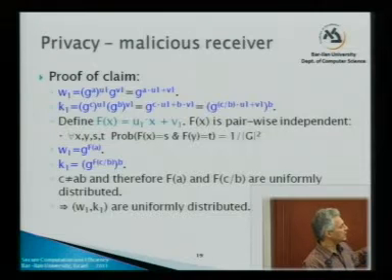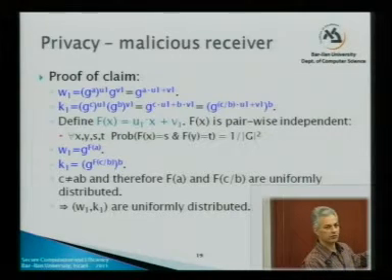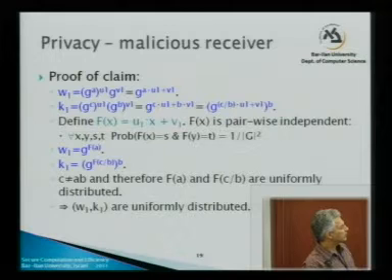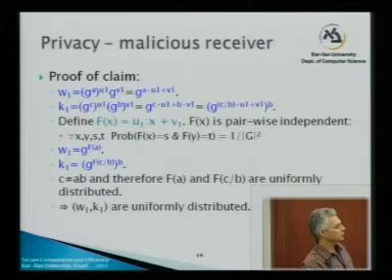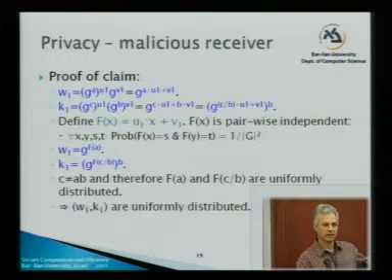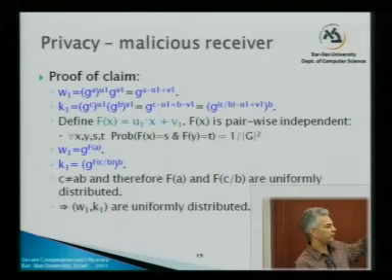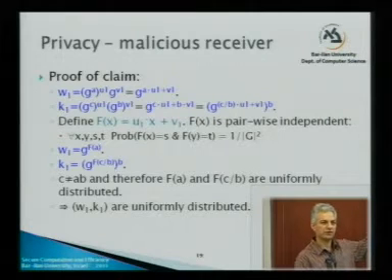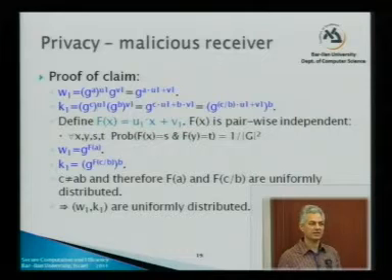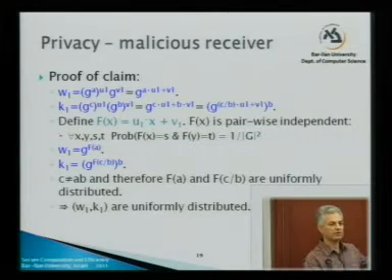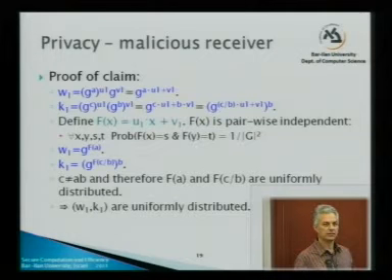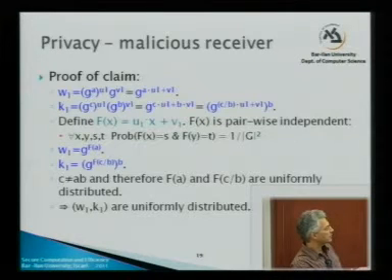Now, if C is different than A over B, then C over B is different than A. So here we have G to the power of one thing and G to the power of a different thing. G to the power of F of one thing and G to the power of F of a different thing. And since we said that F is pairwise independent, these two F values are uniformly random. Okay? So therefore, this and this are uniformly random.